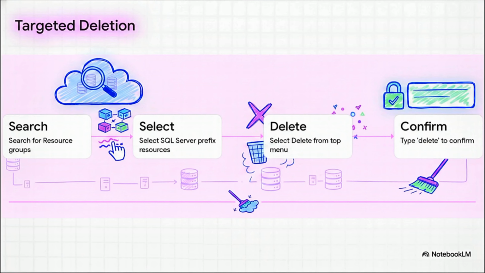You'll start by searching for resource groups in the Azure Portal. Go into the specific group you used. From there, carefully select only the resources prefixed with the SQL Server name generated during your lab. Hit Delete from the top menu. Azure will actually ask you to explicitly type the word delete to confirm, kind of a nice safety feature, and then you click delete again. Wait a few moments and your environment is perfectly clean.